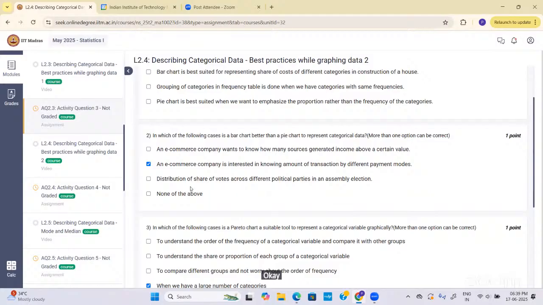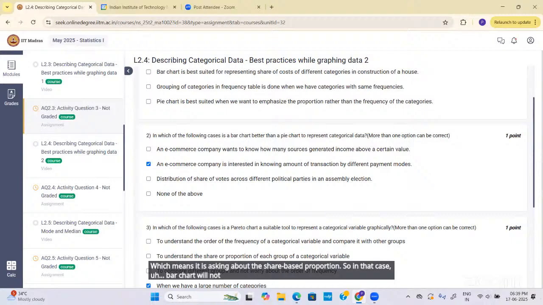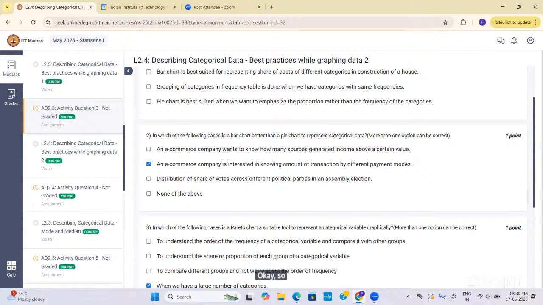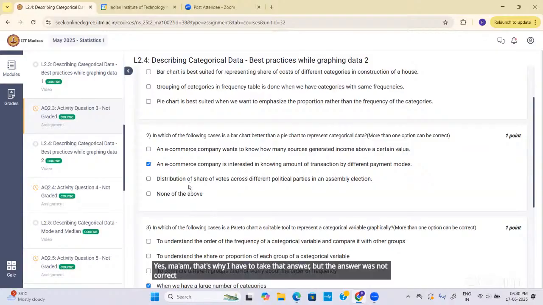In the third option, it is saying distribution of share of votes, which means it is asking about the share, meaning proportion. So in that case, a bar chart will not be preferred. If you're talking about proportion or percentage or share, you prefer a pie chart. That's why I ticked that answer, but the answer was not correct. It was saying that the first and the second options were correct.